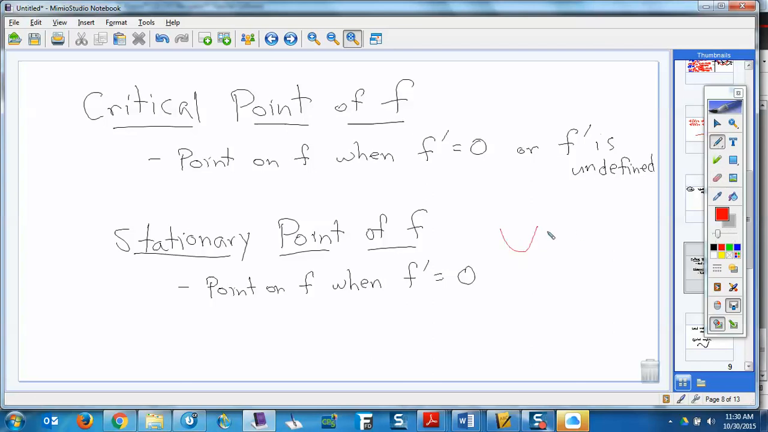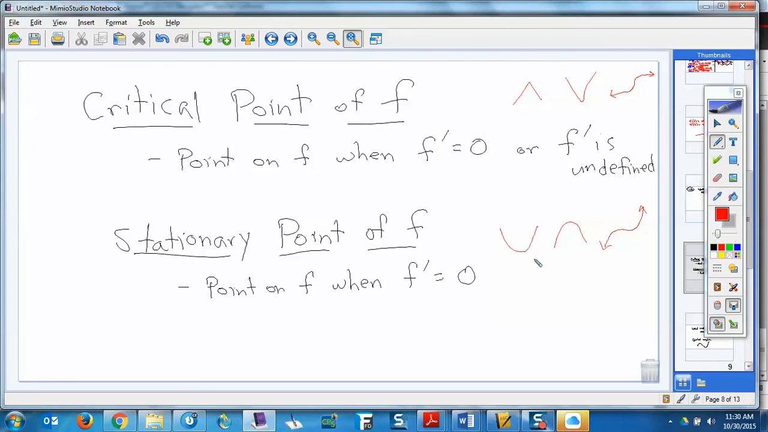So stationary point, right? Those are stationary points. Critical points would be those and those. So the derivative is undefined there, derivative 0 there. All 6 of those would be critical points. Just these down here would be stationary points.